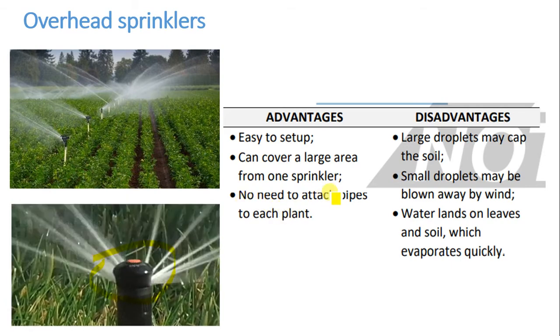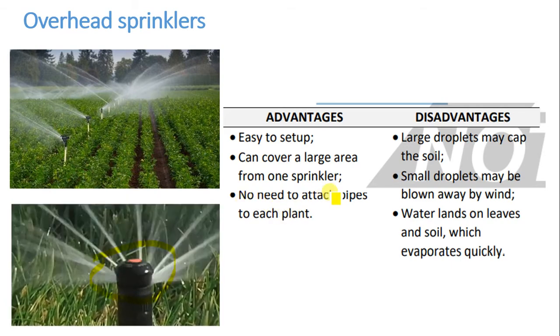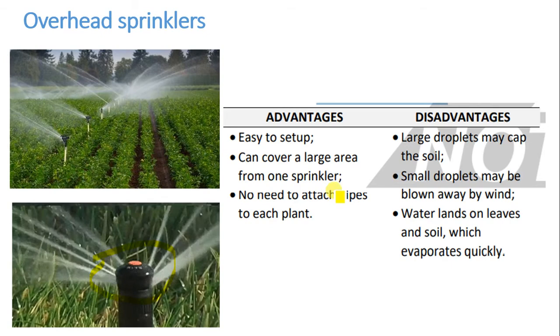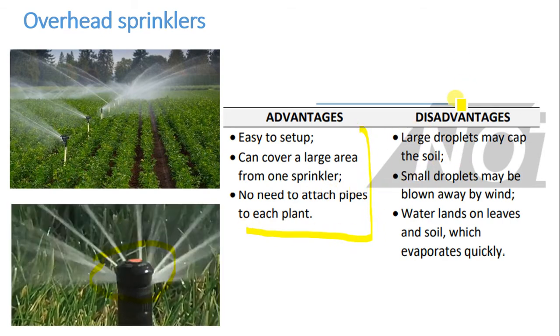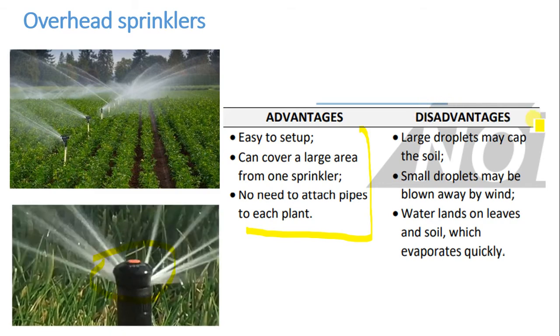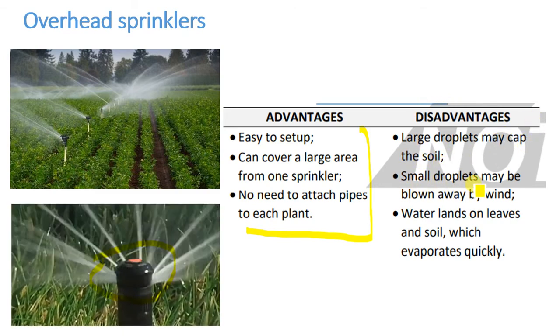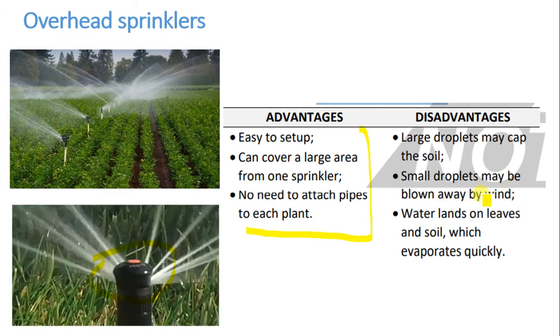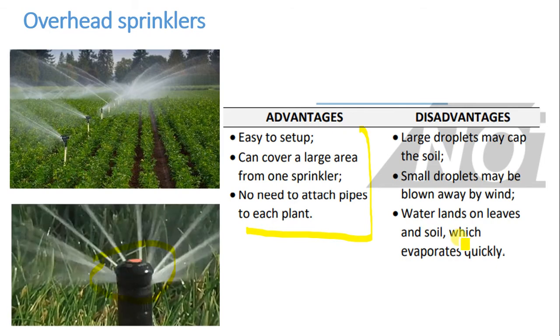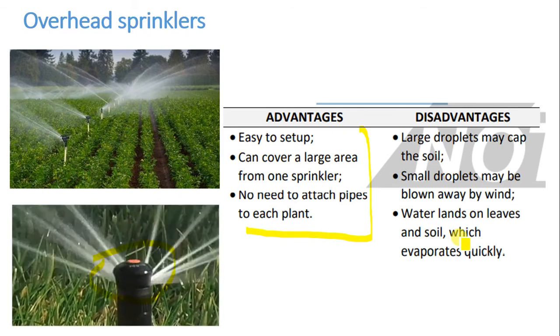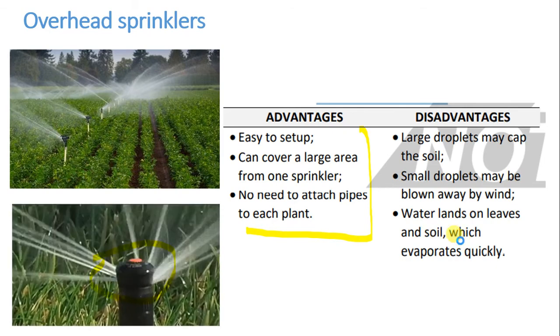No need to attach pipes to each plant. That's the advantage, and it's usually easy to install. That's easy to set up. Now, the disadvantages: large droplets may cap the soil, small droplets may be blown away by wind, and water lands on the leaf and soil, which can evaporate very quickly.